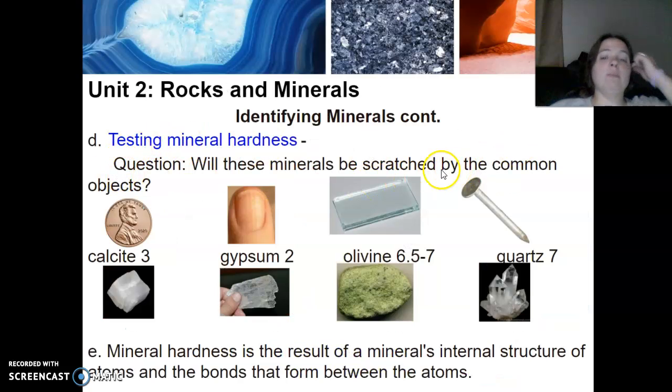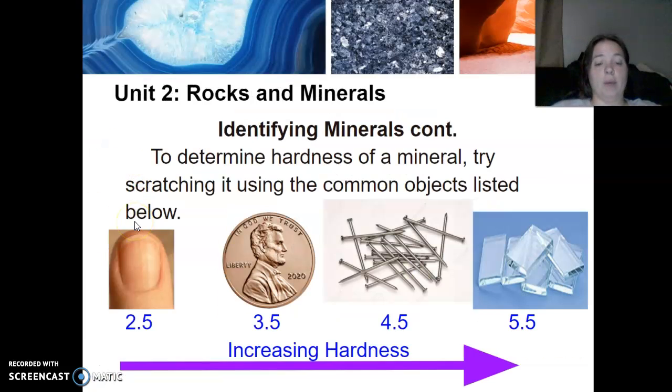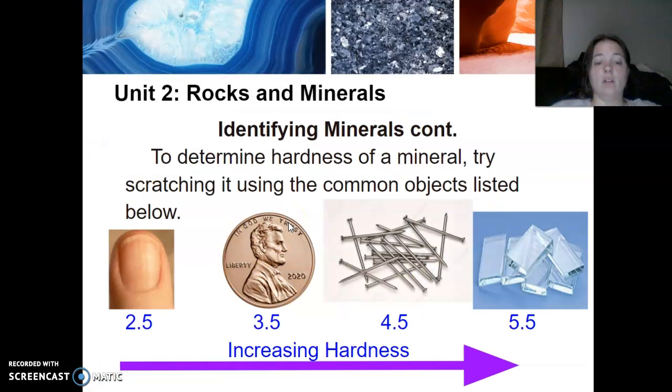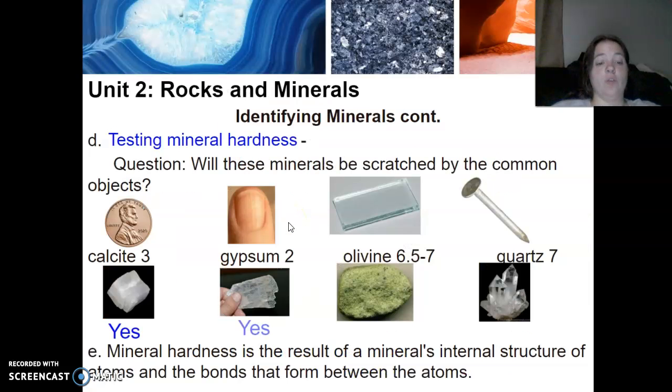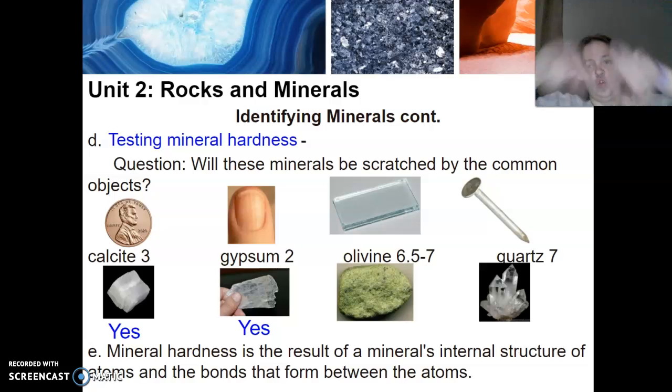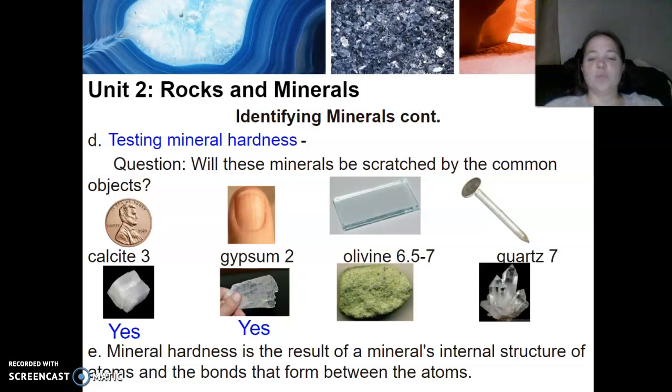So will these minerals be scratched by these common objects? If calcite's a 3, will it be scratched by a penny? You bet your butt it will. How about gypsum? Gypsum is a 2. What about our nail? Our nail is a 2.5. And I can tell you for a fact, yes, gypsum absolutely does, because I can go like this and it looks like dandruff is dripping down. It looks actually kind of cool.